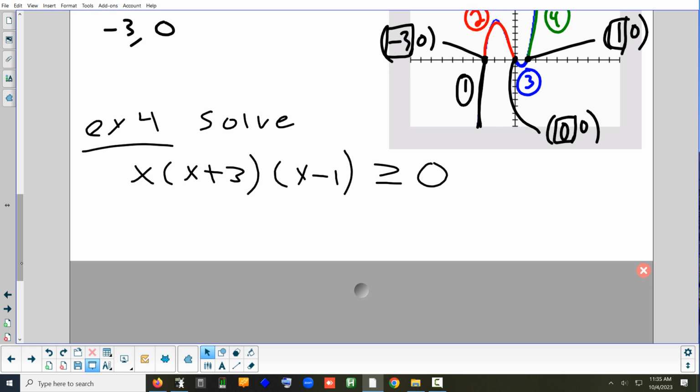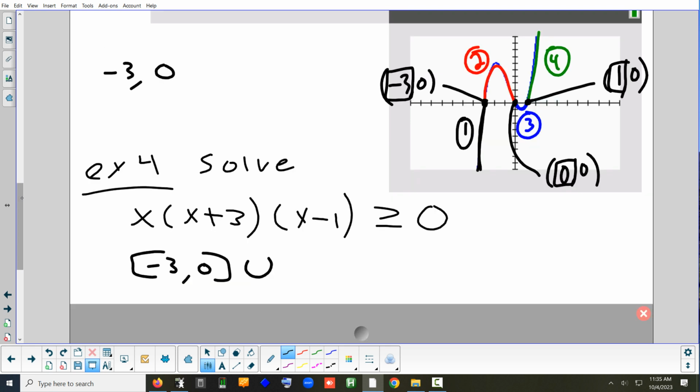Oh, there it is. It's down there. So yes, it has the equal to. So I'm going to put the answer down here. And then what symbol goes after that? U, right? Because it's or. And what's the other interval, where we can be greater than or equal to 0? 1. That's the lowest. And what's the highest? Infinity.